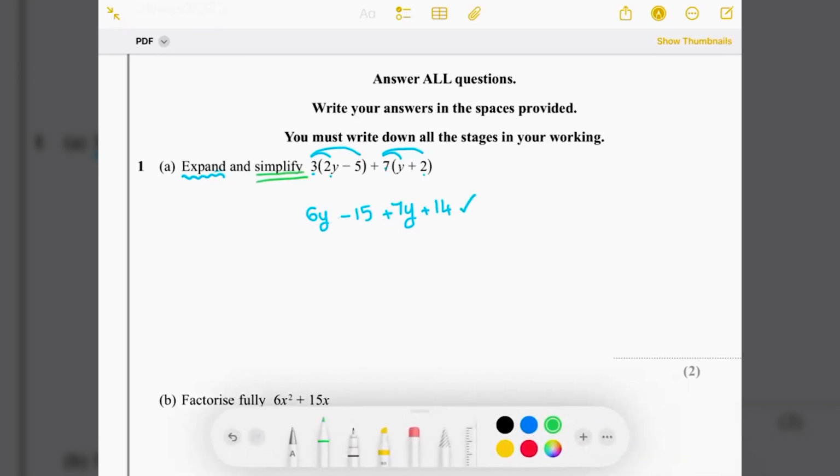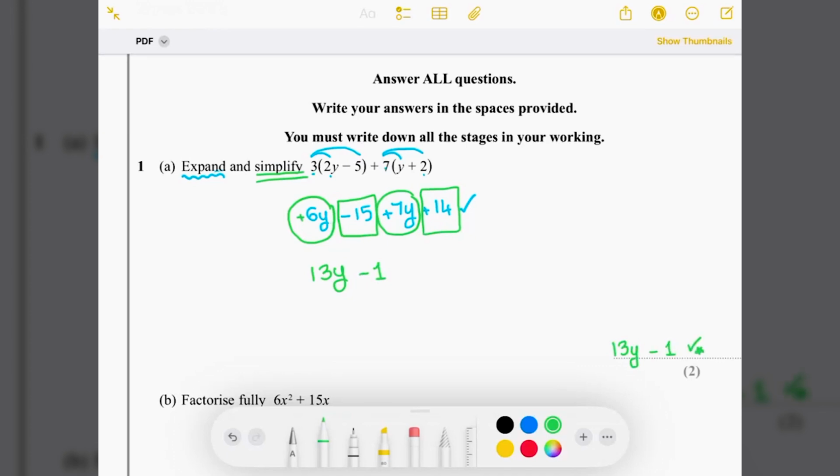So I'm going to put the y's together and the numbers together. Now the invisible sign before the 6 is a plus, and it's really important that I'm looking at the sign before it to tell me if I'm adding or subtracting. So here I've got 6y plus 7y, which is 13y. Now let's look at the numbers. I've got negative 15 plus 14, which is negative 1. So my final answer is 13y minus 1.